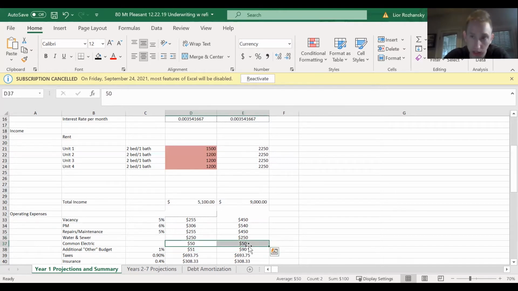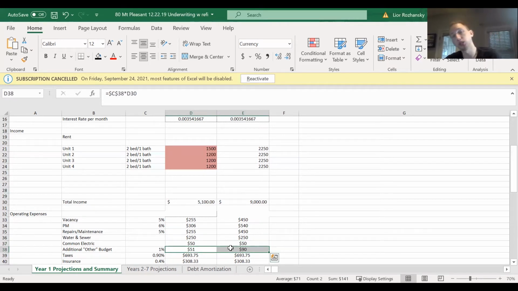Next, I have a common electric budget. Basically, I do have common space that has lights, and it is technically illegal to charge tenants for common space lights. There is a separate meter that those common lights are on, and I get billed for that directly. So that comes out to about 50, 60 bucks a month.